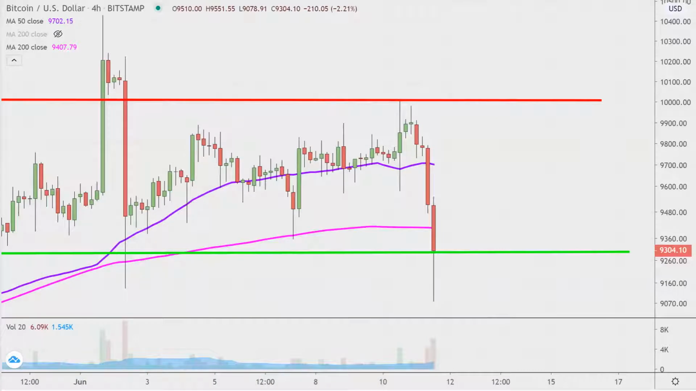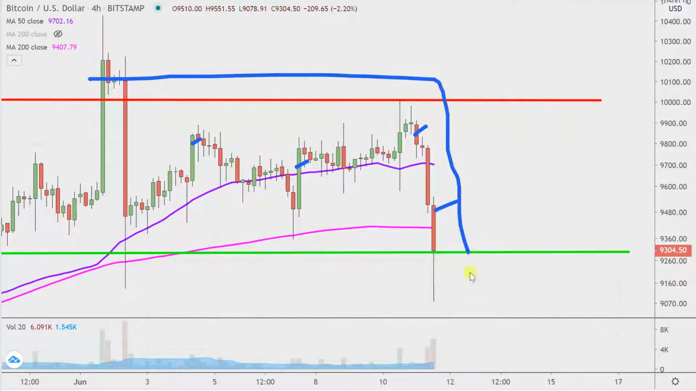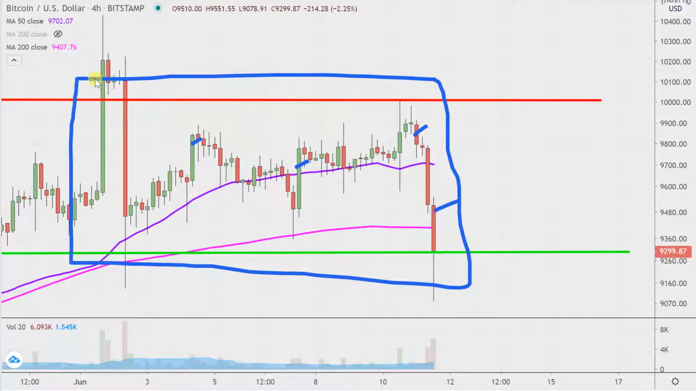Real quick, what do I mean by 4-hour in case maybe you're new to charts? Instead of each one of these candlesticks, as they're called, representing 1 day's worth of price action, which is what you would normally see, each one represents 4 hours. So this here may look like a couple months worth of time. It's actually just the past couple of weeks broken down into 4-hour time slices.